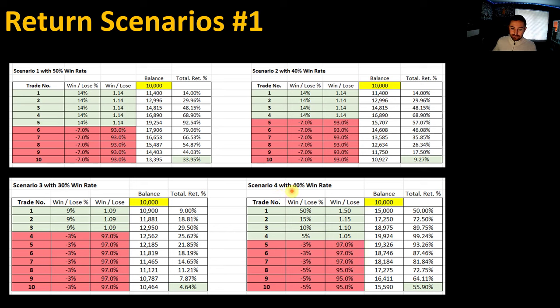Now scenario four, this is more so how I like to trade personally. I like to go for the big winner. Obviously control the risk, keep it really tight, but try and get the big winner in there. So this is a 40% win rate, but we're putting in one outsized gain, if you like, 50% coming in, then 15%, 10%, 5%, and then keeping the losses at 3% and 5%. 10 trade compounded return on investment would be 55%.